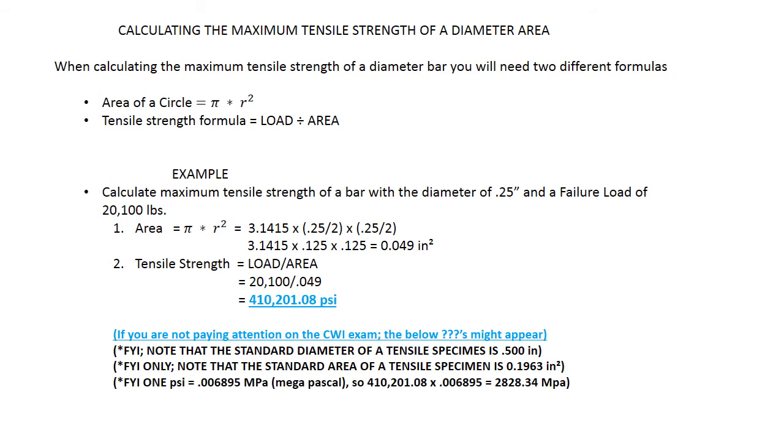Okay, now we're going to calculate the maximum tensile strength of a diameter area. When calculating the maximum tensile strength of a diameter bar, you need two different formulas. First, you need the area of the circle, which is pi times radius squared, and then you will need the tensile strength formula, which is load divided by area.